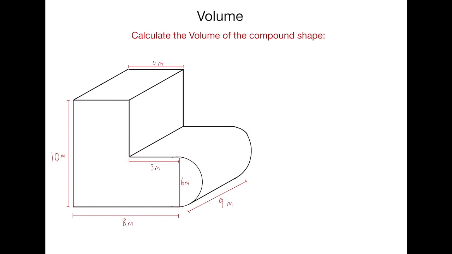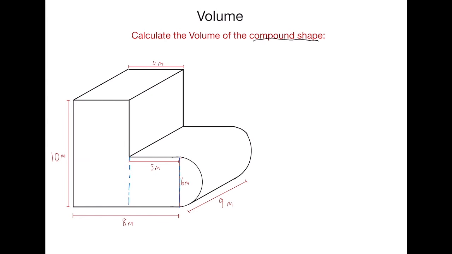Volume. Calculate the volume of the compound shape. Now, I've purposely made this tricky just to cover as many different shapes and as many different scenarios in one example here. So whenever we see a compound shape, the first thing we want to do is break that up into as many different shapes as we need to be honest. So what I'm going to do here is split it up twice. So we have a rectangle, another smaller rectangle, and also a semicircle.